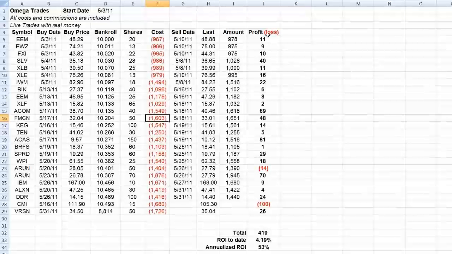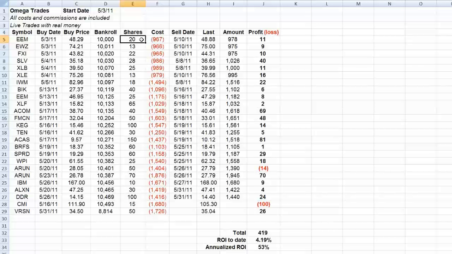Yes. For example, if you take a look at the very first trade there, it says the buy price is $48.29. Yep. We bought 20 shares. And you'll find that 20 times $48.29 is not $967. It's a little less than that. But the rest of that is because there's commission cost in there. Mm-hmm. So that goes for the whole spreadsheet. I did account for that. Okay. And that's the end result of that trade.